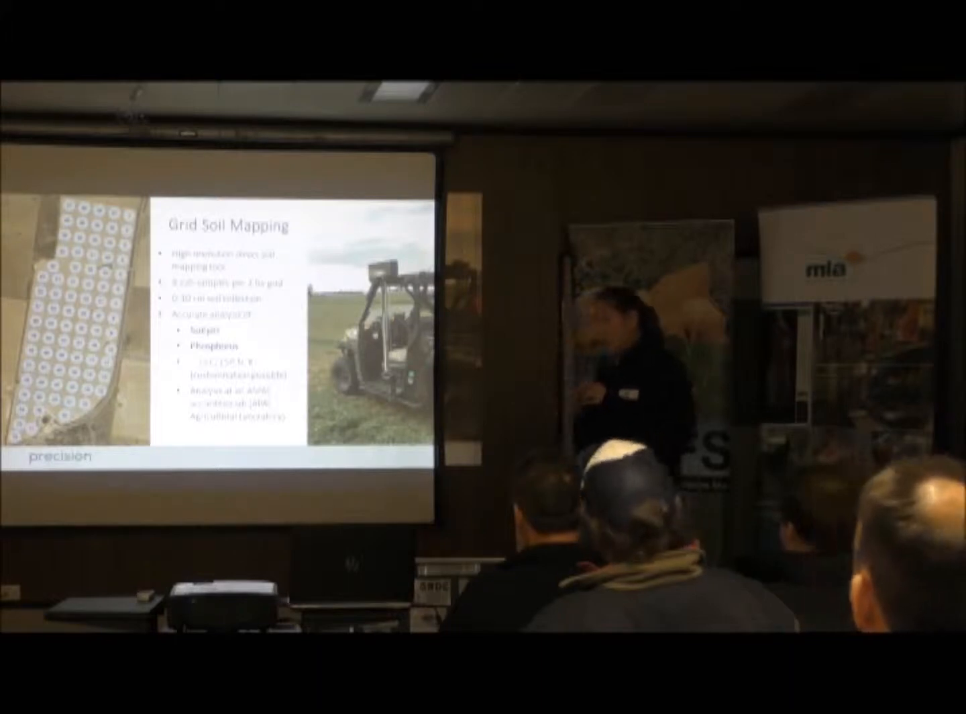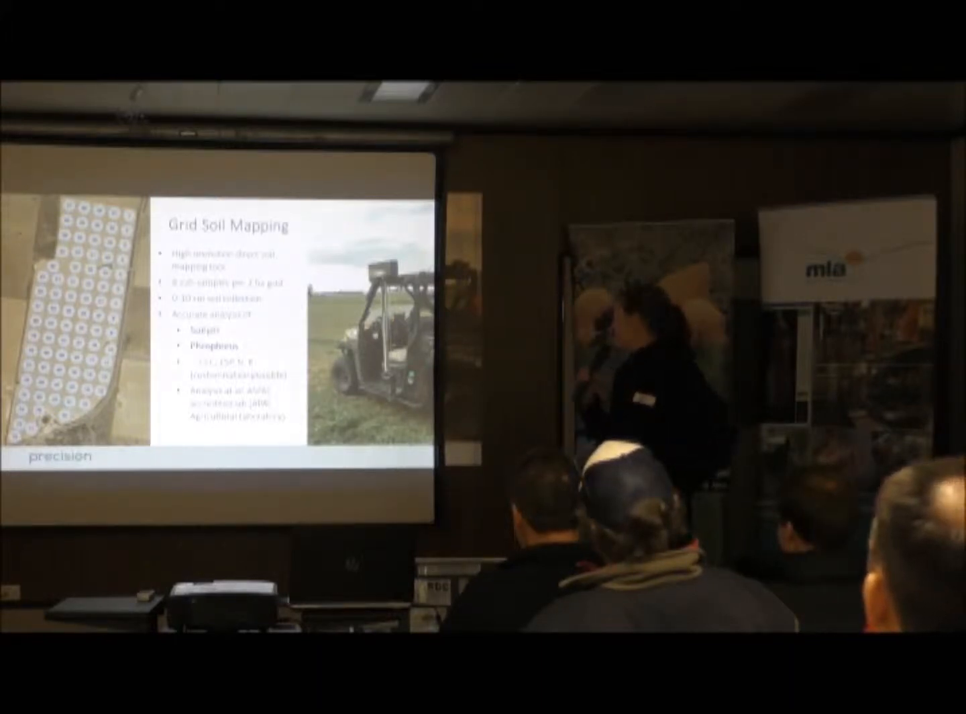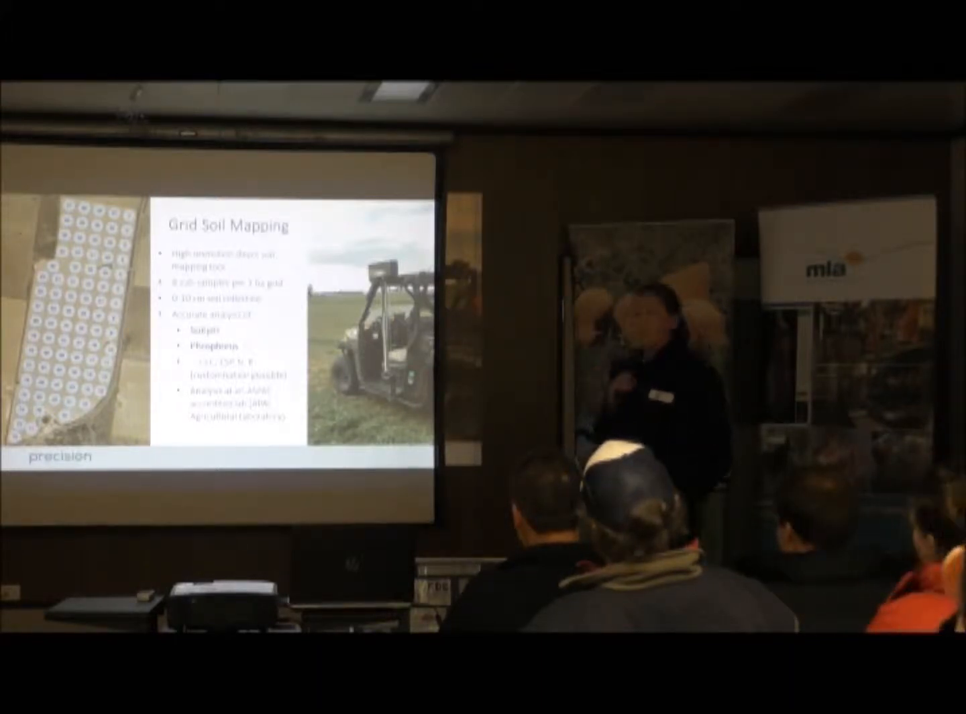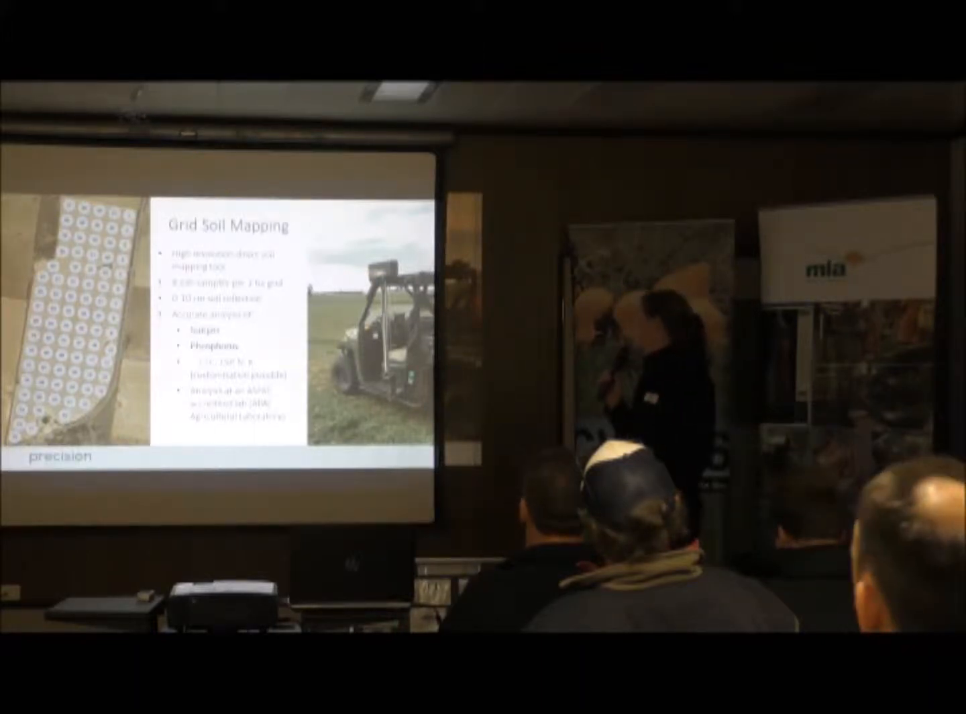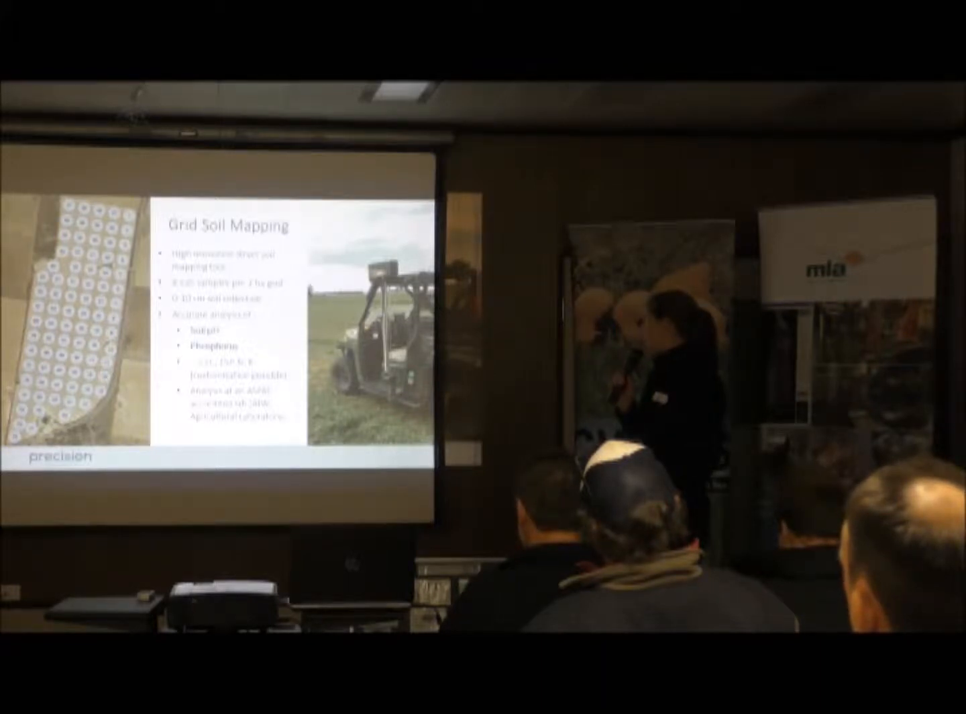Okay, so firstly, just to explain the technique of grid soil mapping. So this is basically the core product of our company. We do quite a bit of grid soil mapping. So it's a high resolution direct soil mapping tool. You can see the map on the left has been broken up into a grid. So they're 2 hectare areas. Each of those circles represents a 2 hectare area.